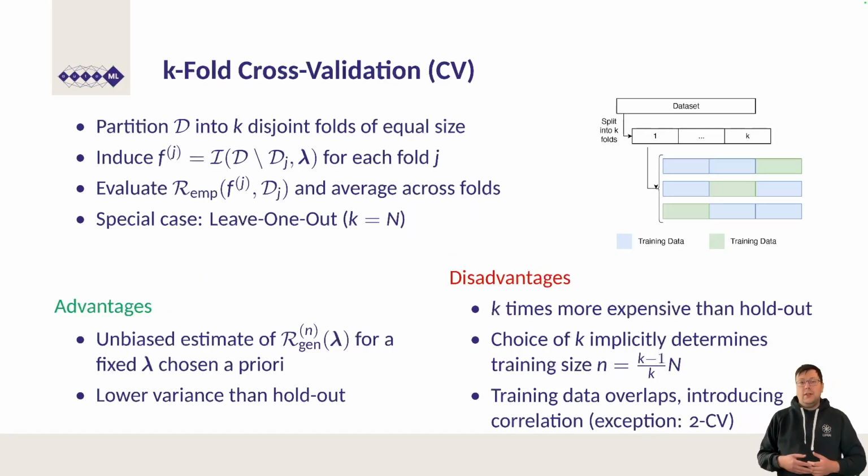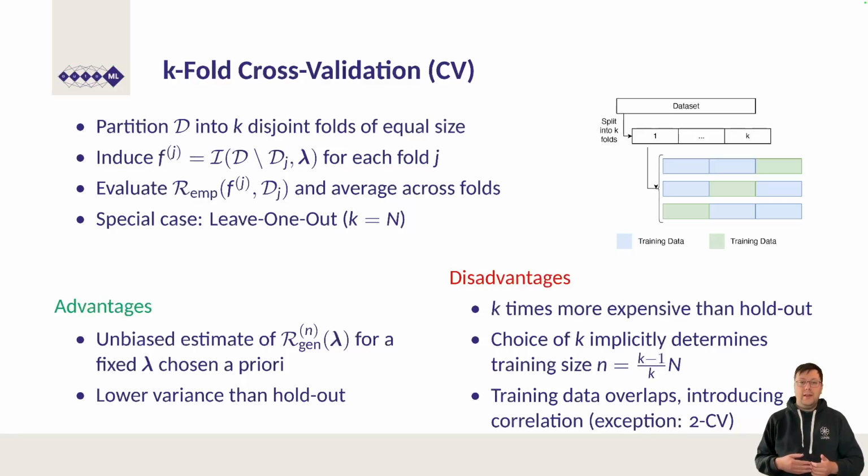K-fold cross-validation addresses the variance problem by reusing the data more carefully. We partition the full dataset into k disjoint folds of roughly equal size. For each fold j, we induce a model on all data except fold j and evaluate it on the remaining fold. We repeat this for every fold and average the k resulting estimates.